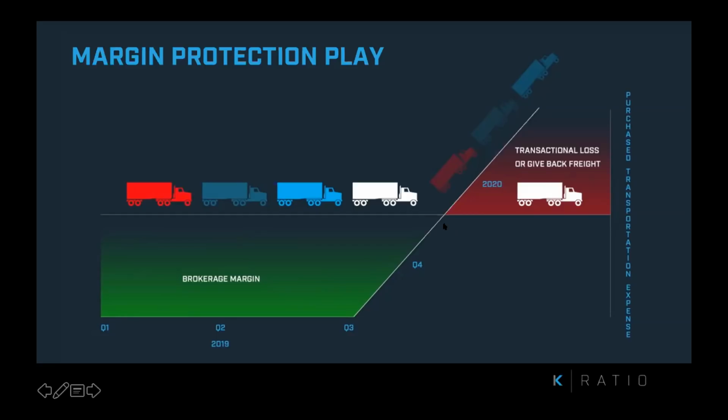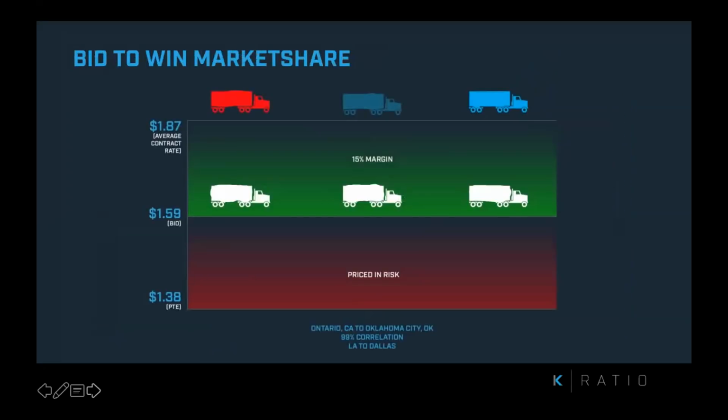Do we take a transactional loss, meaning that we have to pay the truck more than the money that we're receiving in the contract, or do we give the freight back and possibly risk our relationship with the shipper, who could be a large portion of a portfolio? So what this margin protection play allows you to do is entirely avoid that scenario through the use of a hedge.